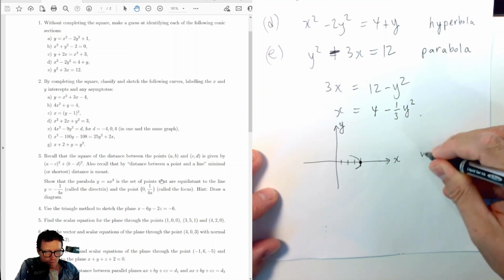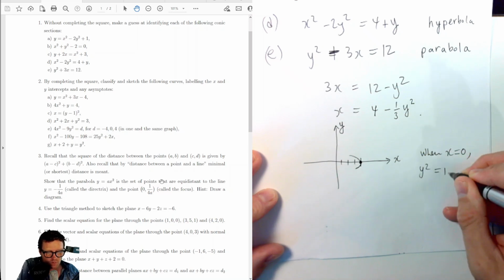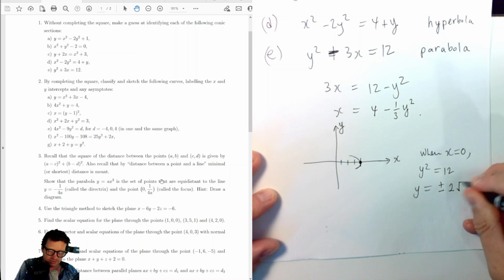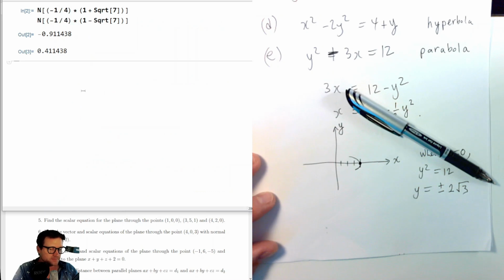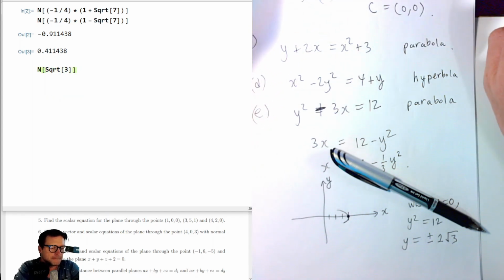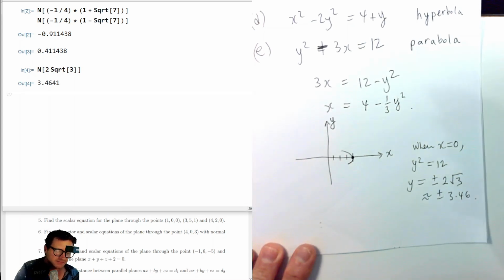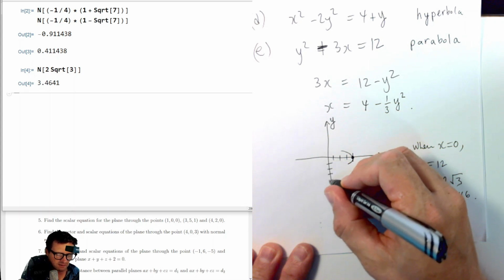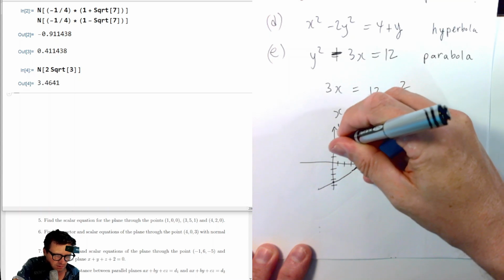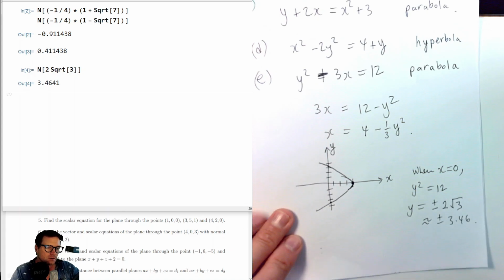So we'll say when x is equal to 0, we have y squared is 12. And so taking square roots, y is equal to plus or minus the square root of 12, which is 2 root 3. Okay, let's calculate what 2 root 3 is. So about plus or minus 3.46. All right, so if we go 1, 2, 3, 4, it'll be somewhere in here. Okay, so that's a parabola on its side.